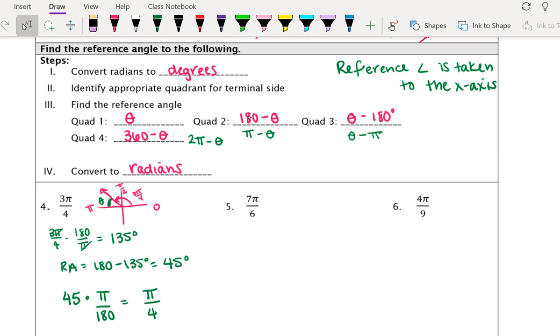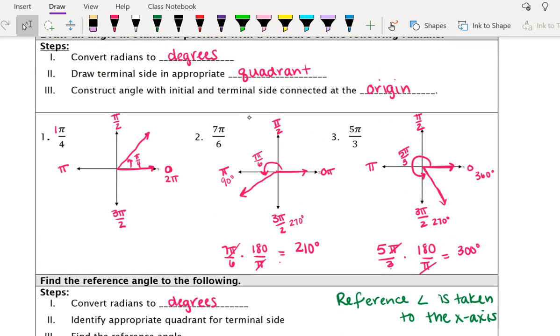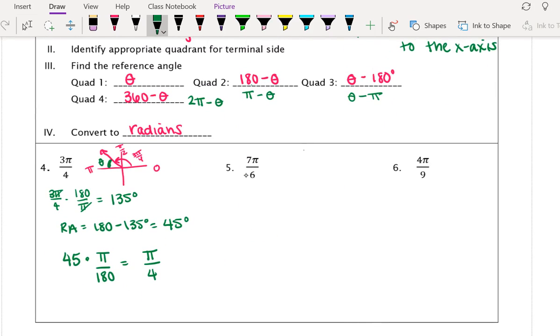Okay, so maybe let's work with radians for this one. So 7 pi over 6. Didn't I do that one? 7 pi over 6 is in quadrant 3. All right, so I know that I am over here. So here is 7 pi over 6.